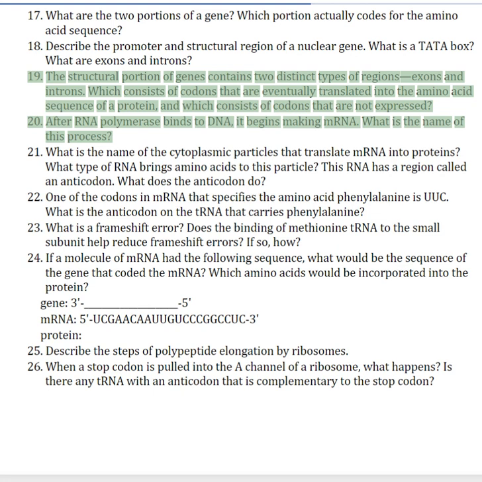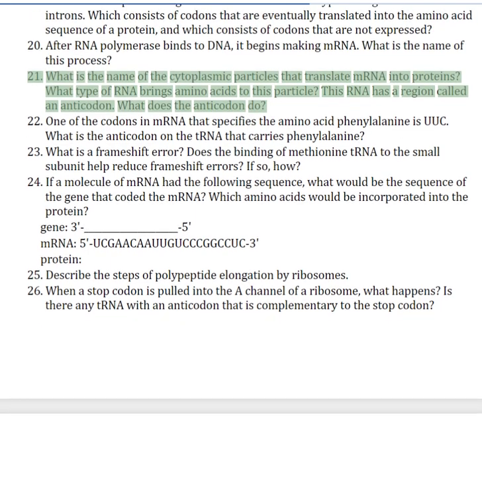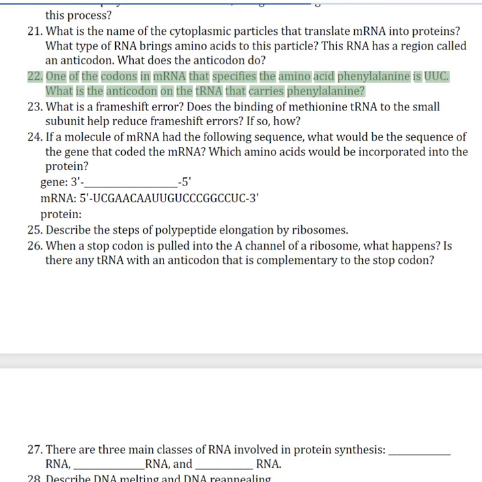20. After RNA polymerase binds to DNA, it begins making mRNA. What is the name of this process? 21. What is the name of the cytoplasmic particles that translate mRNA into proteins? What type of RNA brings amino acids to this particle? This RNA has a region called an anticodon. What does the anticodon do? 22. One of the codons in mRNA that specifies the amino acid phenylalanine is UUC. What is the anticodon on the tRNA that carries phenylalanine?